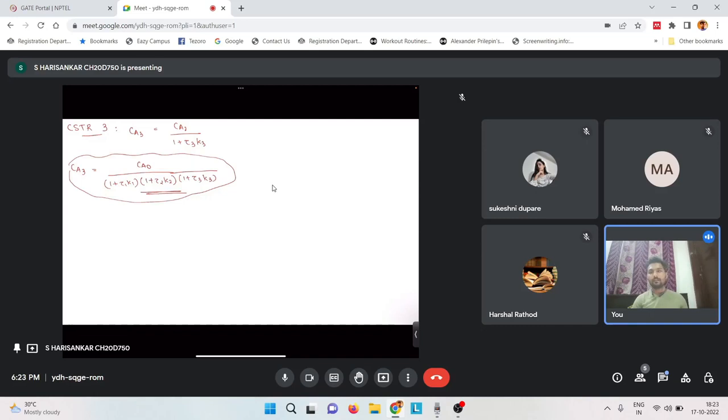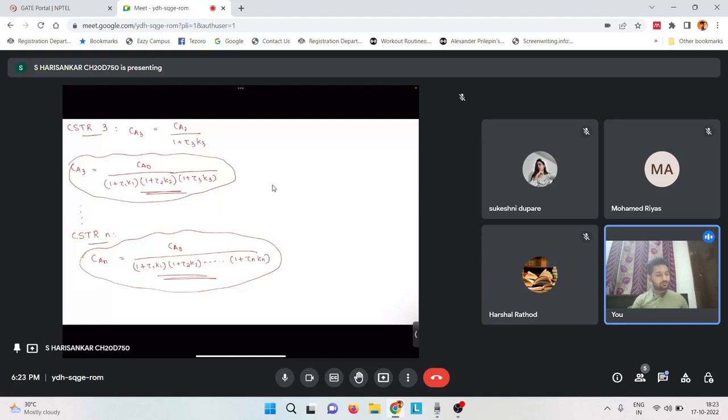And if we proceed like this for CSTR number n, we'll have the general equation CAn is equal to Ca0 by 1 plus tau 1 K1, 1 plus tau 2 K2, and this will go on up to 1 plus tau n Kn. So this will be the general equation for the outlet concentration from n CSTRs in series. You can write the same equation for conversion as well.